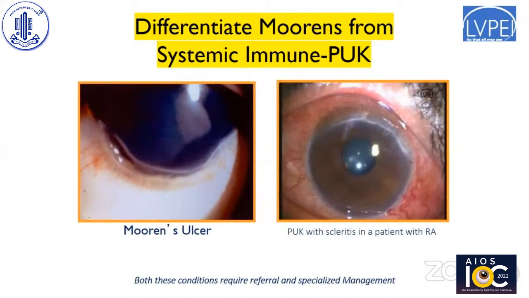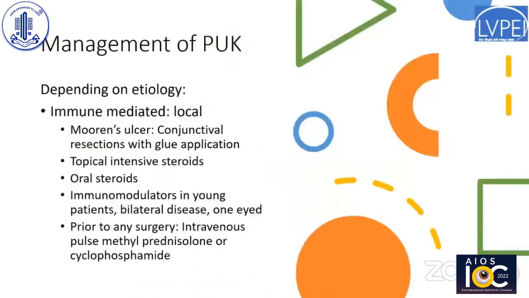scleritis, and you can see that the entire eye looks extremely congested, whereas Mooren's ulcer is gradually progressing and does not involve the sclera. But both these conditions require referral to a higher center and co-management with a rheumatologist or a physician.